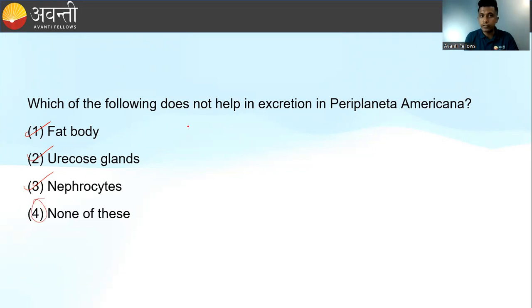So which of them does not help in excretion? So all of them help in excretion. So none of the above. Okay, is the correct option.